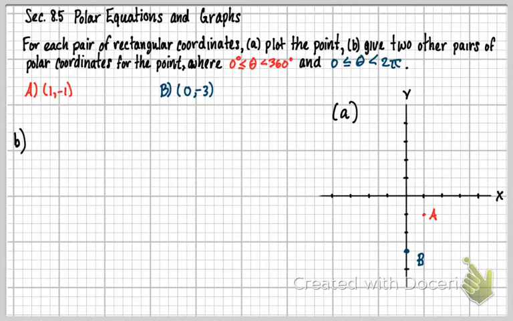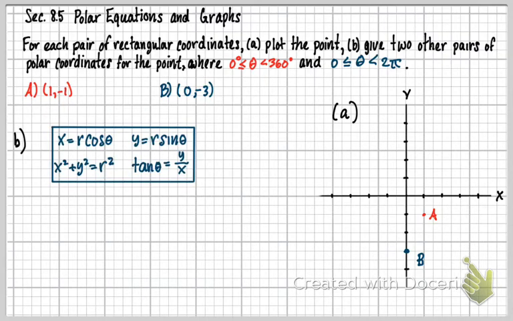says give two other pairs of polar coordinates for the point. Okay, so for A, we're going to go 0 to 360. So we're going to be using degrees here. So for the first one, we're using degrees. Okay, so anyways, so now, do you guys remember those equations we talked about in the last? If not, here they are.